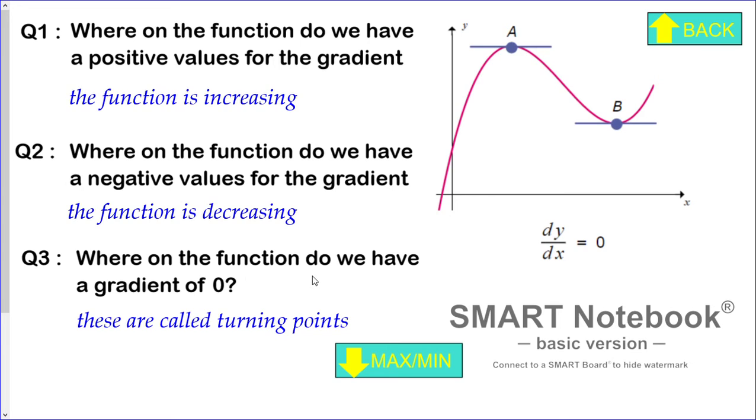Question 3 is, where on the function do we have a gradient of 0? Well, a gradient of 0 is a horizontal line. So if you look at point A and you look at point B, we have a horizontal gradient, so the function has a gradient of 0. Notice, when we go from a positive value for the gradient, and then we have a gradient of 0, and we have a negative value for the gradient, we have a maximum point up here. And when we go the other way, we have a minimum point. Okay? So, the turning points, we call them turning points. They occur when the gradient is equal to 0.